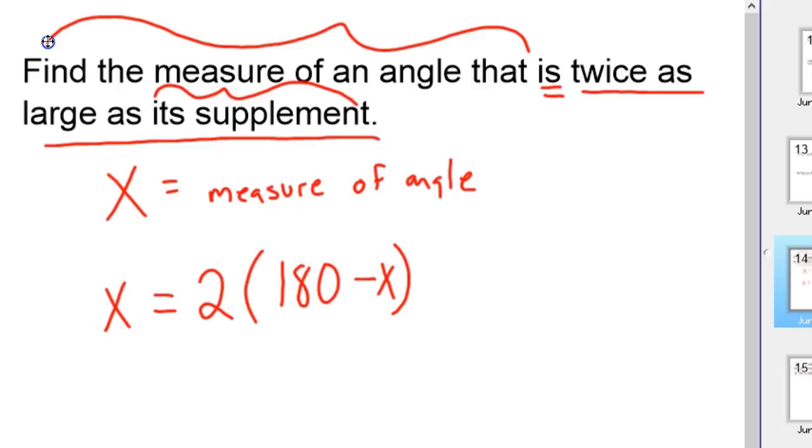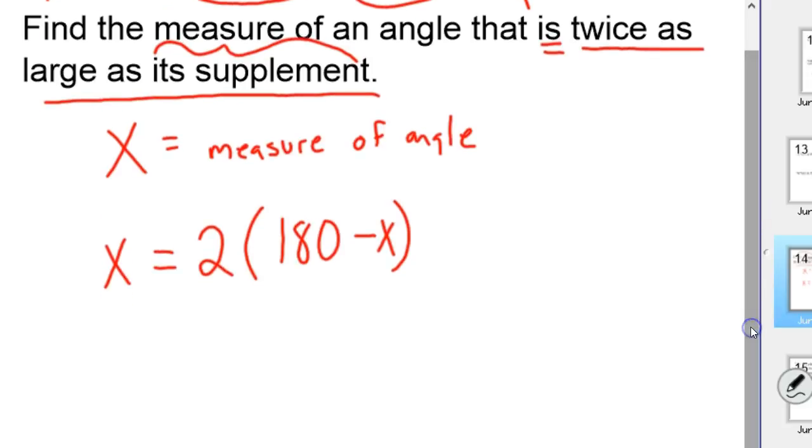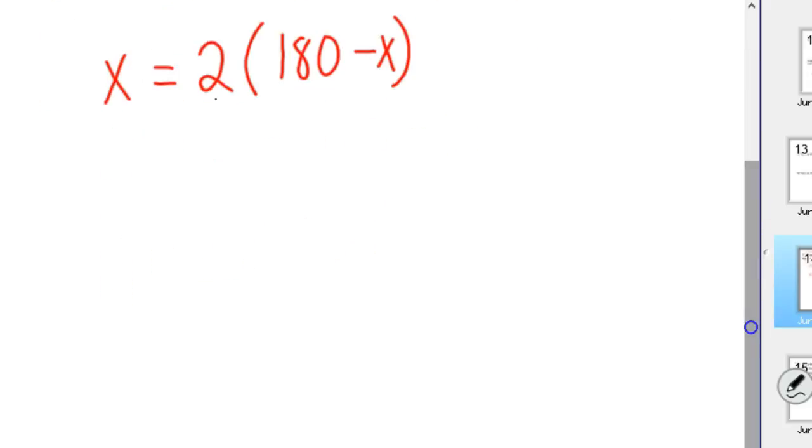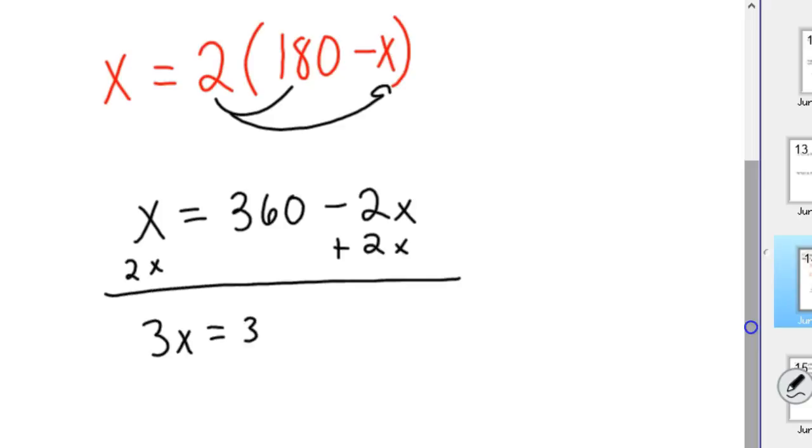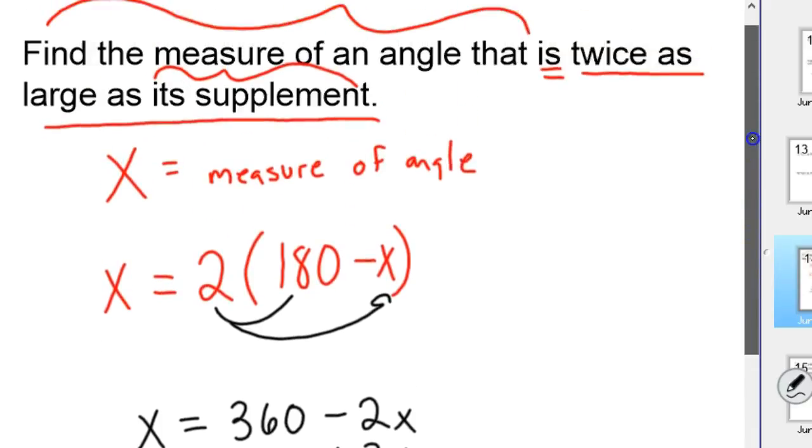So now you can go ahead and figure this thing out just with your algebra rules. So the first step would be to distribute the 2 through. So you'd have x equals 2 times 180 is 360 minus 2x for 2 times x. Then get your x's together on one side of the equation. So I'll add 2x over here. And so we know 3x equals 360. And then you divide by 3. And x equals 120 degrees, because 360 divided by 3 is 120. So our angle that we wanted to find was 120.